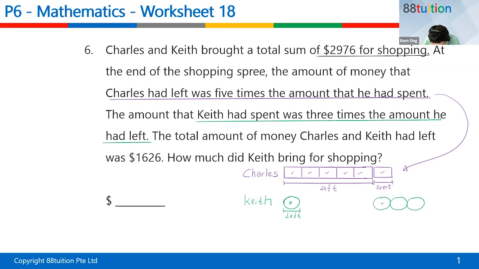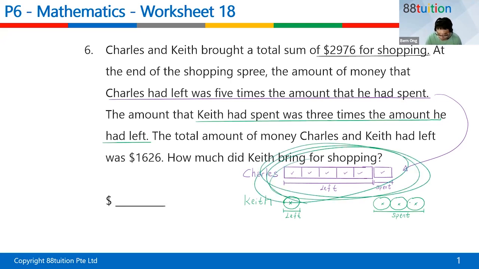So children, can you see? Why am I not drawing units? Because they are different, basically. The circle and the rectangles are different sizes. We cannot say that Charles and Keith were given an equal amount of money. We don't know that. So I purposely draw square boxes and circles. Is it okay? Yes, it's okay.